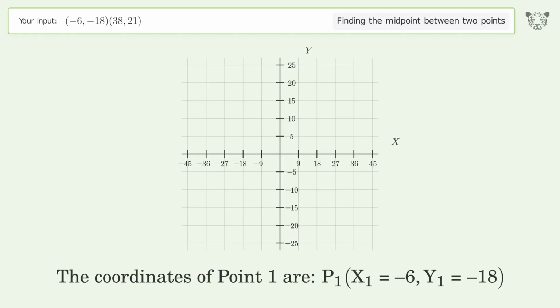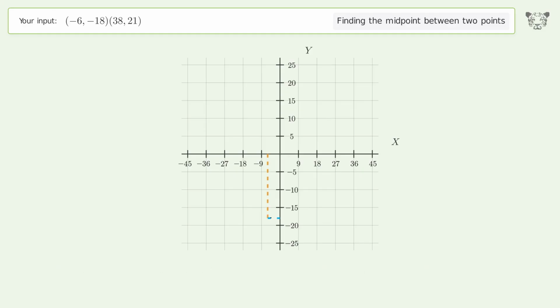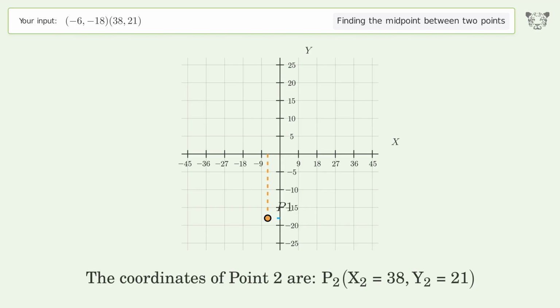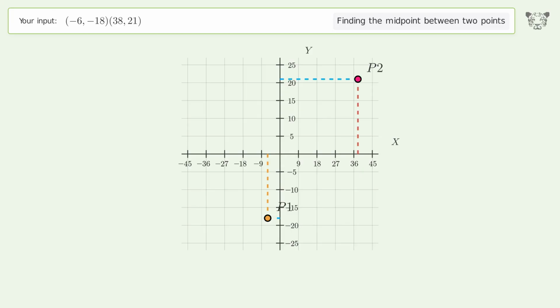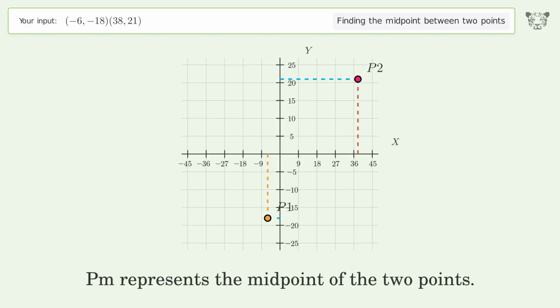The coordinates of point 1 are, x1 equals -6, y1 equals -18. The coordinates of point 2 are, x2 equals 38, y2 equals 21. PM represents the midpoint of the 2 points.